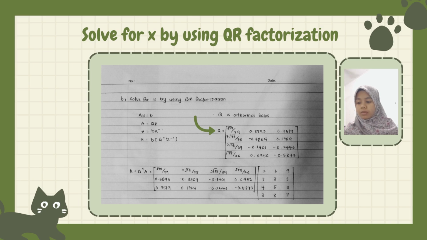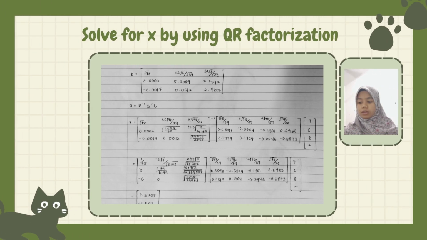Then, if we want to find R, we have to take Q transpose multiplied with matrix A. That is, the matrix of Q, we have to transpose it, and then multiply by the matrix of A. Then we will get the matrix of R, which is this.